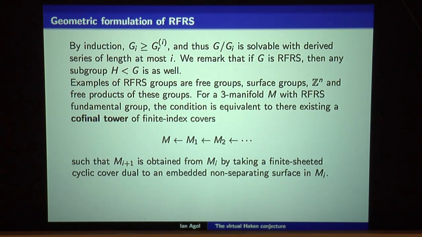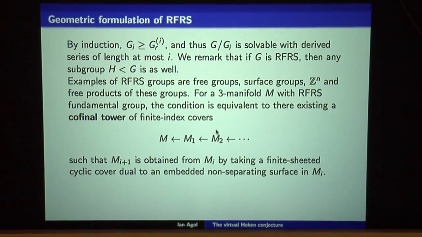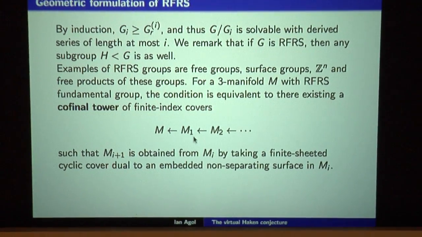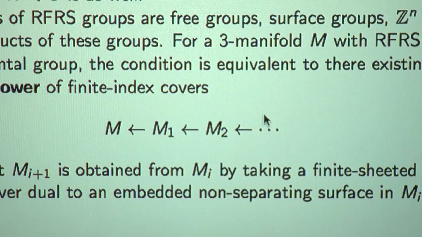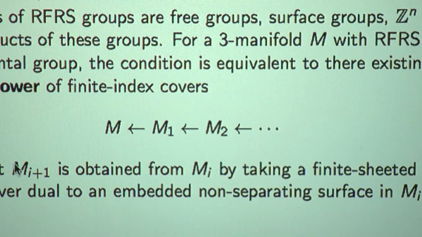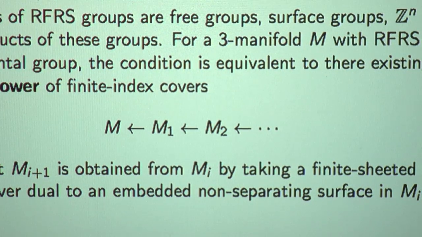So the geometric formulation of it is, if you have a three-manifold with RFRS fundamental group, then it's equivalent to saying there's a cofinal tower of finite index covers. So we have M, and it's covered by M_1 and M_2, and each of these has fundamental group G_1, G_2, et cetera, where the fundamental group of M is G, such that M_{i+1} is obtained from M_i by taking a finite-sheeted cyclic cover dual to an embedded non-separating surface in M_i. So it's a very geometric condition. Maybe I should try to draw a picture of this.